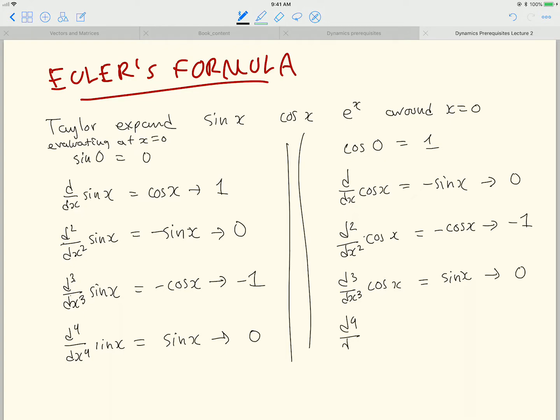The fourth derivative of cosine x is cosine x at x equals 0, that goes to 1. So you can see it follows the same pattern, 1, 0, minus 1, 0, 1, 0, minus 1, 0, except it's a little out of phase, right? They're not exactly in sync. One's a little in advance of the other. And so on and so forth.